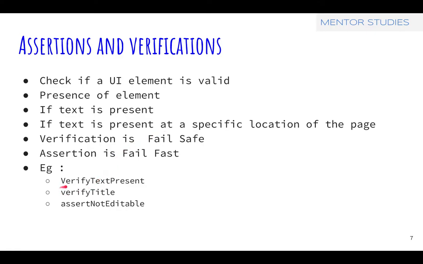Some examples of verify and assert are verify text present, verify page title, verify title, and assert not editable. You might have seen some text boxes which are sometimes disabled, so the users are not given access to edit or modify them. In those cases you can check if that text is not editable. So these are the different assertions available. Let's go and check some of them.